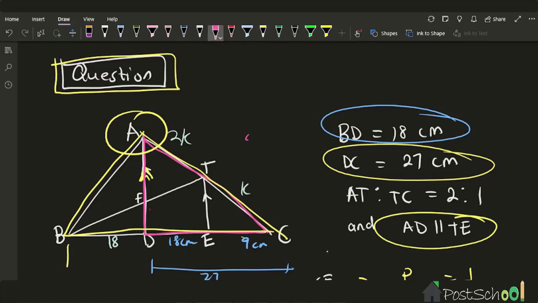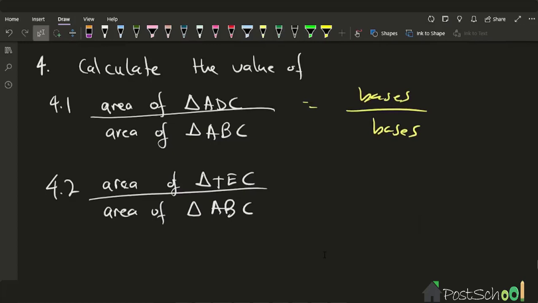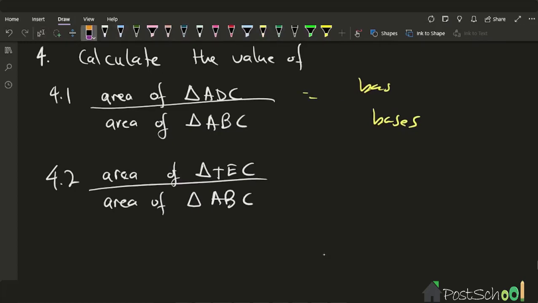So the base of this one is DC. That is the base of the first triangle. And then the base of the other triangle is going to be BC. So DC over BC. That's how you're going to say it. You're going to say this is equal to DC over BC.